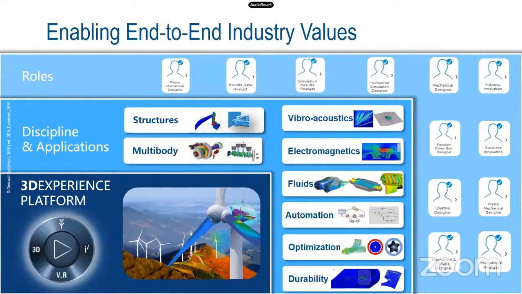Now everything in the platform, as different apps, everything together. So these are the things we talked about till now.